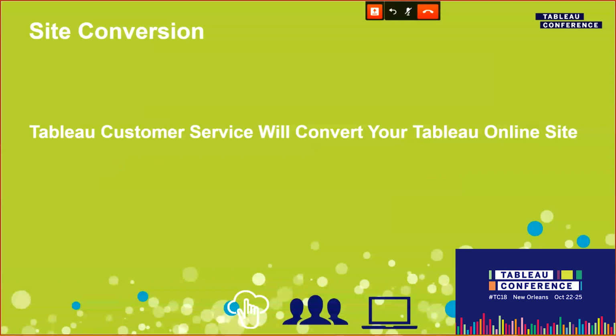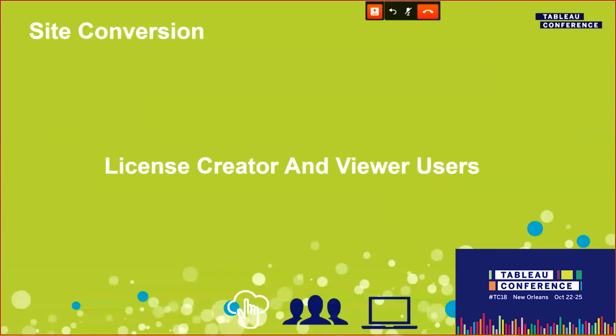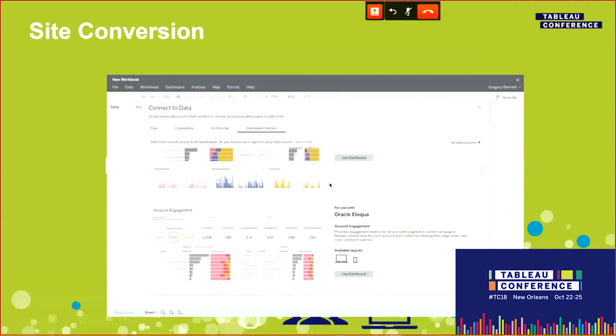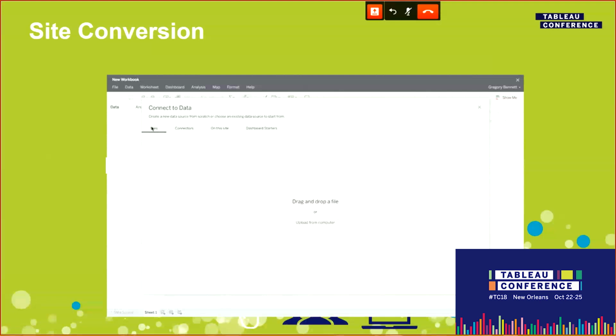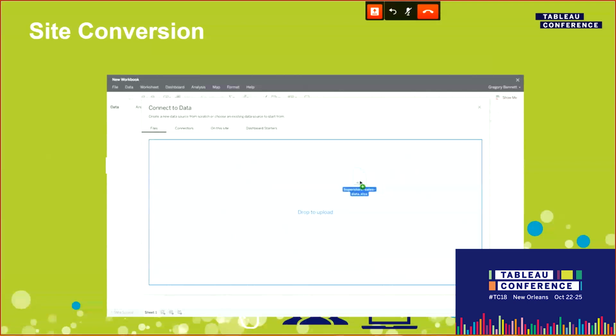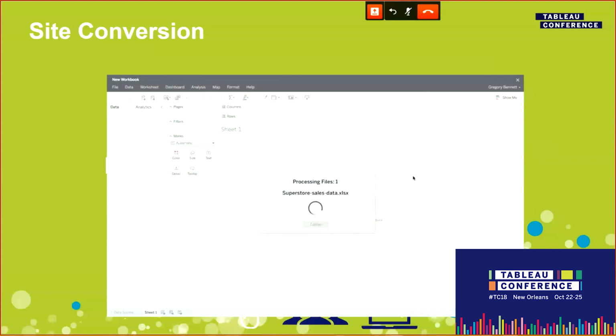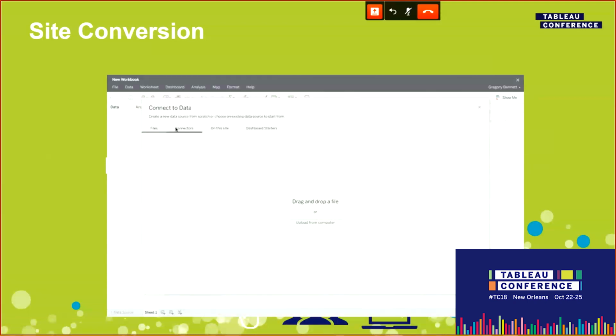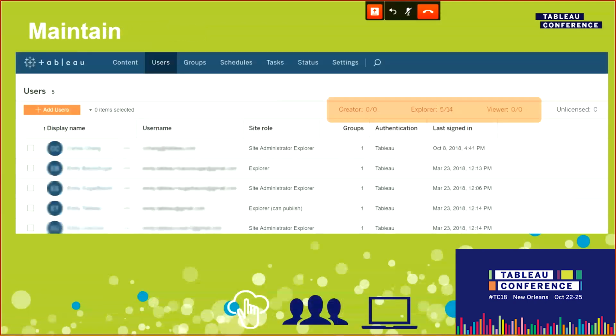Once your site is converted, your site admin can assign creators and viewers site roles to users. For new creator users, they can see and use creator-only features like dashboard starters and connect to data on the web. This is a short video we recorded just to show you how powerful this is as part of the creator license. Here you can drag and drop users.